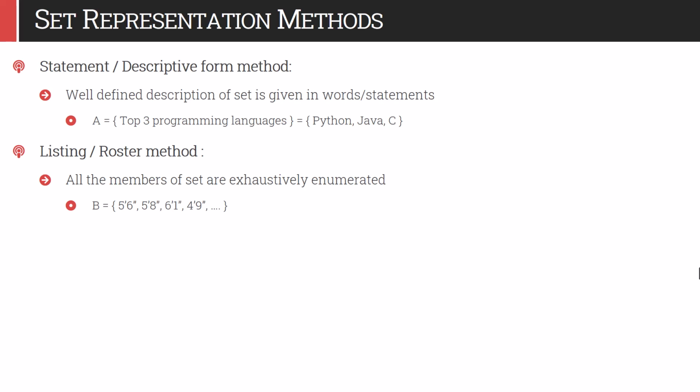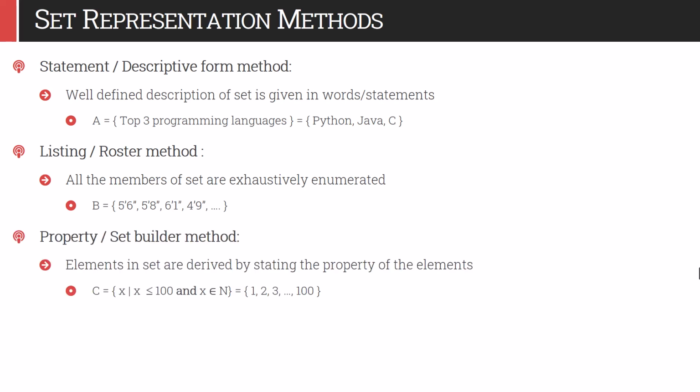The second method is listing or roster method. In this method, we are exhaustively writing all the elements of the set. And this method we use when there is no relationship between the elements. For example, height of the students in the classroom, weight of the students, or maybe performance of the students. So we can say B is equal to 5 feet 6 inch, 5 feet 8 inch, 6 feet 1 inch, 4 feet 9 inch, etc.